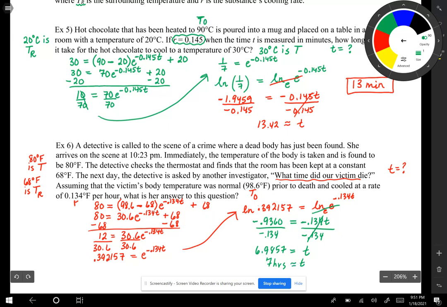Now, since the body was found at 10:23 p.m., work backwards 7 hours from that, so subtract 7 hours. So the victim died at 3:23 p.m. And that is an application of Newton's law of cooling as well.